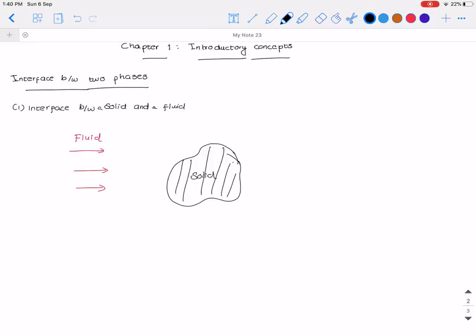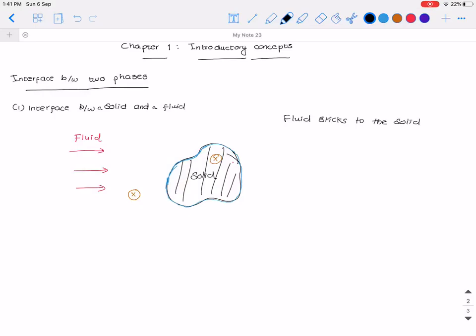If we consider this particular point, it is within the solid, and if we consider this point, it is completely within the fluid. But on the surface of the solid, the fluid comes in contact with the solid surface. So this is the interface between a solid and fluid. On this interface, on the solid surface, the fluid sticks to the solid.